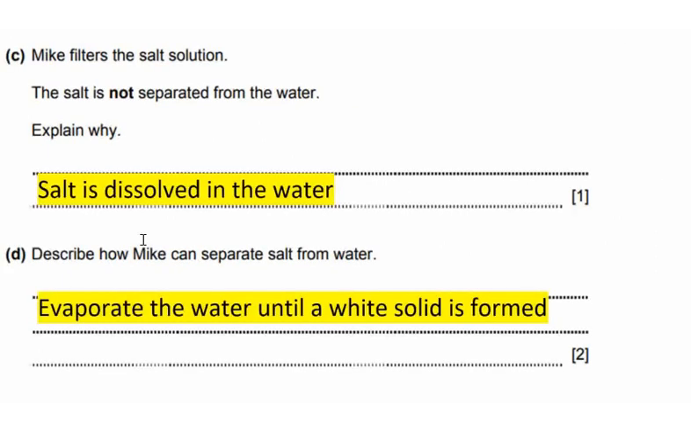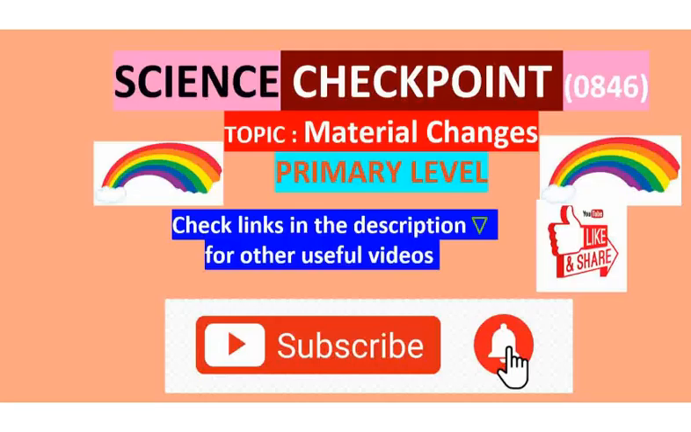Okay, this is the answer. Mike filters the salt solution. The salt is not separated from the water. Explain why: salt is dissolved in water. Question D. Describe how Mike can separate salt from water. Evaporate water until a white solid is formed. So today we have discussed science checkpoint paper code 0846 with the topic wise material changes.